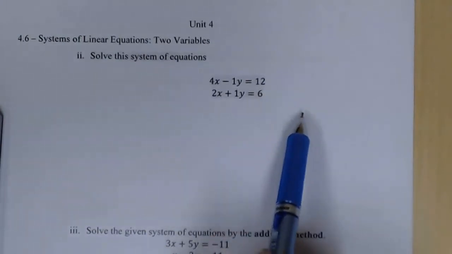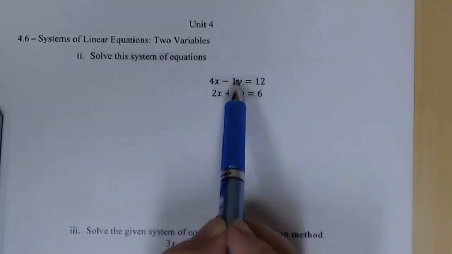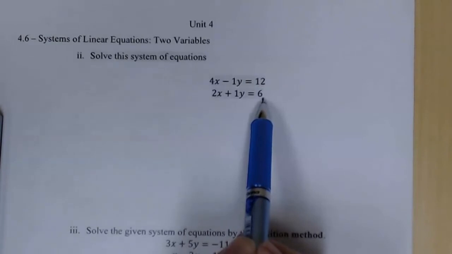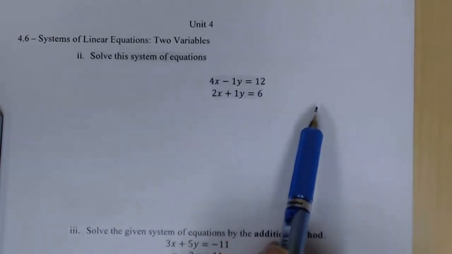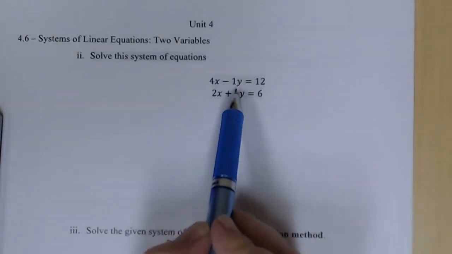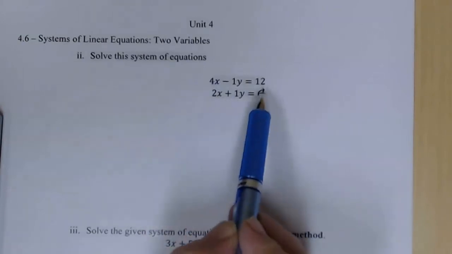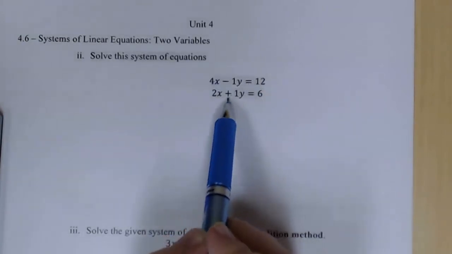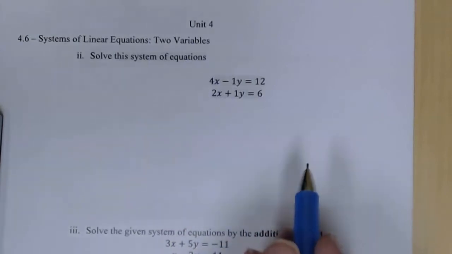So in looking at this, what I want to do is make sure my variables are lined up: x's, y's, constants. Next, I want to see if I have opposites anywhere. Well, 4 and 2 aren't opposites. Negative 1 and 1 are opposites. Notice I'm not doing anything with the constants. I'm just looking at the variables being opposites.